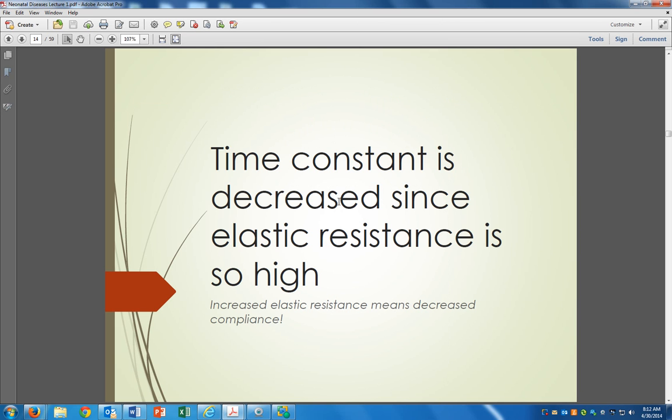Now, what happens when surfactant is decreased? Well, remember time constant, that's resistance times compliance. What happens is elastic resistance is very high. So this means that compliance is low. That will reduce the amount of time it takes to fill up the lung, which means we don't want to have a very long inspiratory time if we're going to be ventilating these infants. So somewhere between 0.3 to 0.6 seconds would be the maximum amount of time. So we have a decreased compliance. Now keep that in mind, that decreases the time constant.